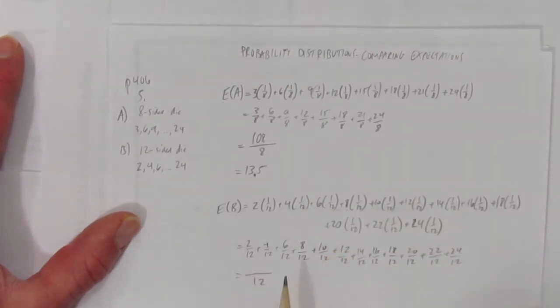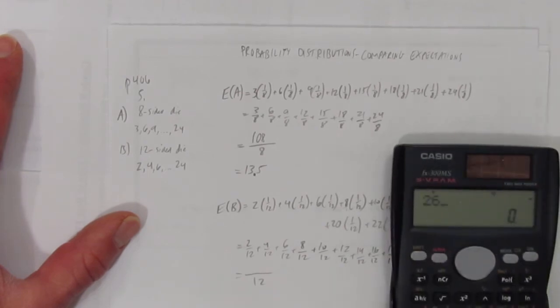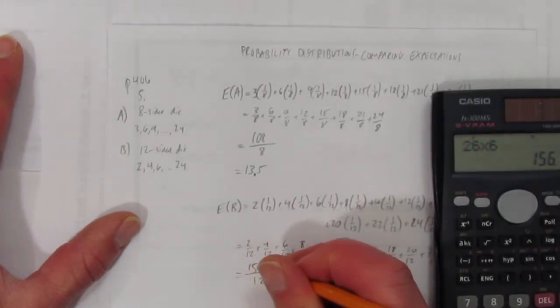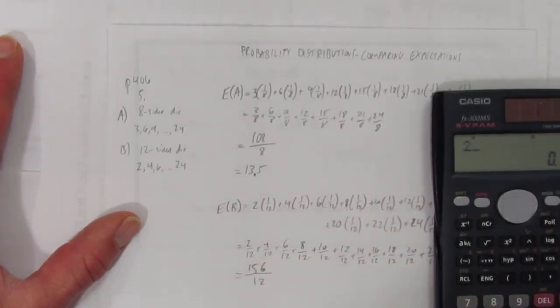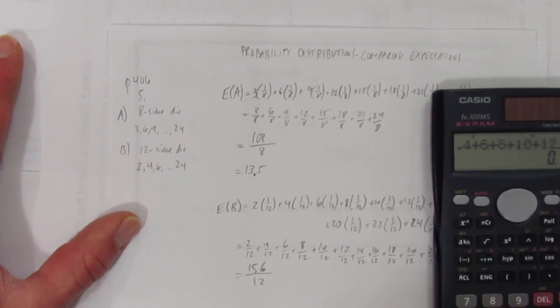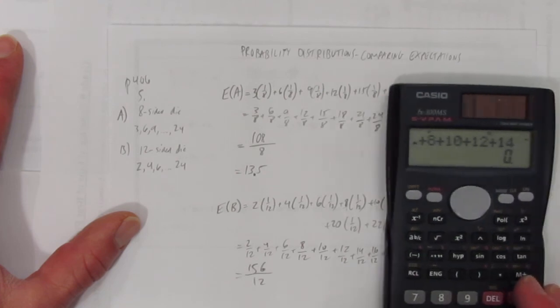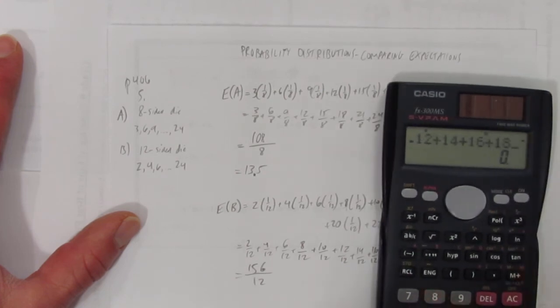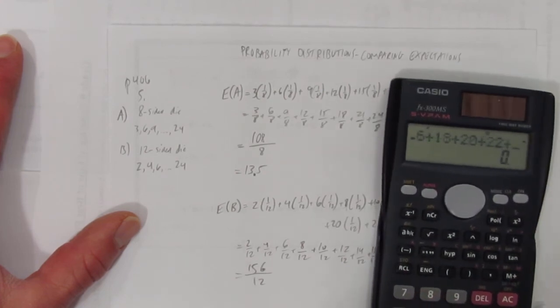And again, it's nice here. We have 12 numbers, but notice this and this make 26. This and this make 26. I'm going to have 6 pairs of 26. What's 26 times 6? 156. If you don't believe me, you can try it. What's 2 plus 4 plus 6 plus 8 plus 10 plus 12 plus 14 plus 16 plus 18 plus 20? You have a chance of making a mistake here too, but you still get 156.